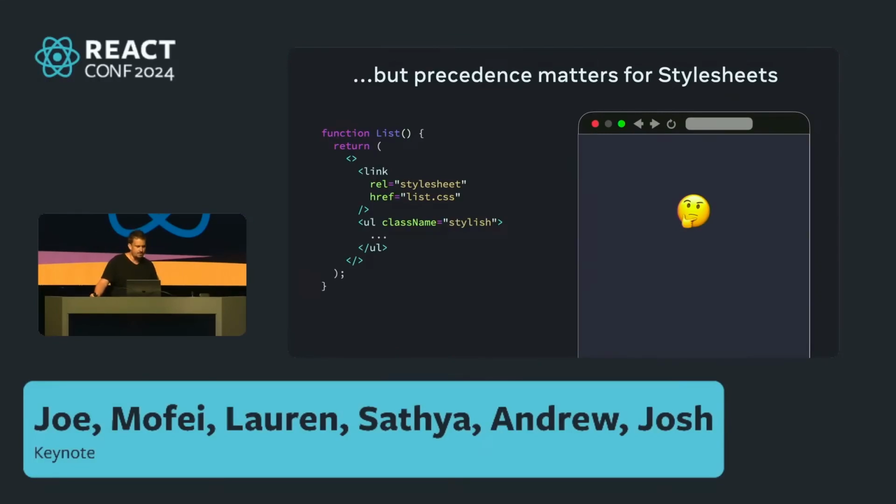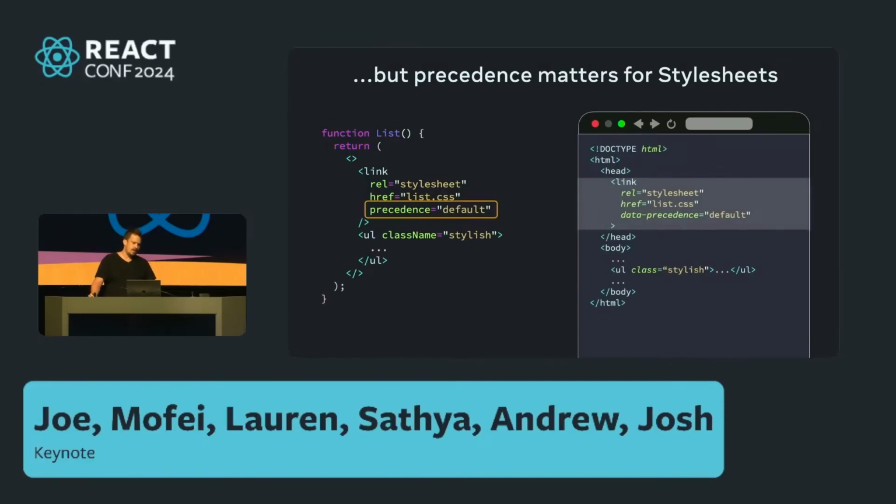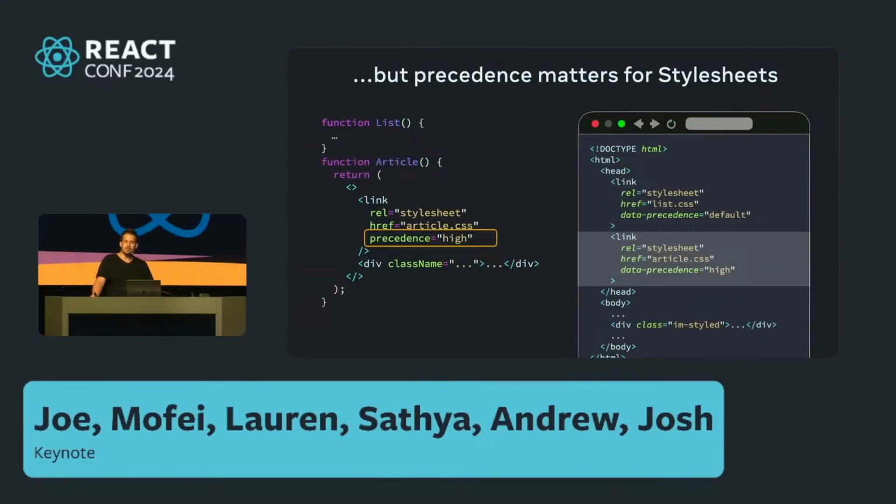But style sheets are a bit more challenging. Style sheets are sensitive to their relative order because later style sheets override earlier ones when style rules conflict. For this, we need a little help from you. In React 19, if you tell React about the precedence of a style sheet, React will insert it into the document head, ordered relative to the other style sheets with a defined precedence. In this example, I have a list component, which renders a style sheet with the precedence that I chose to call default. Precedence is loosely modeled on CSS layers, where later values define higher importance. So now, when I render a style sheet in my article component with a precedence value of high, React will insert it after the style sheet found in my list.